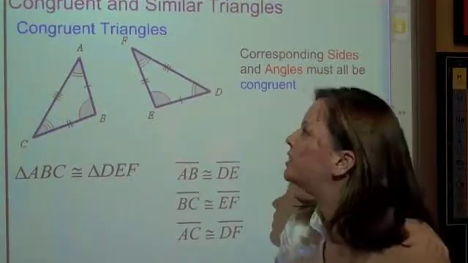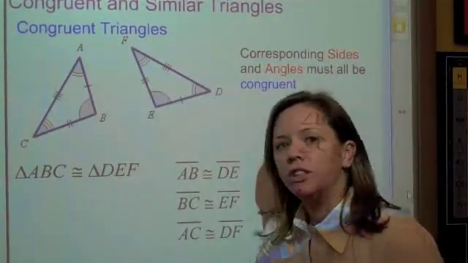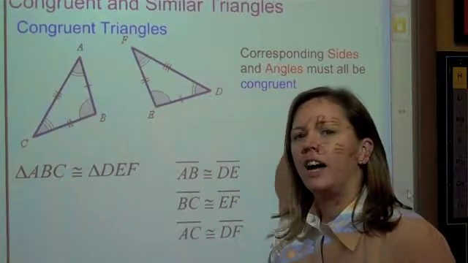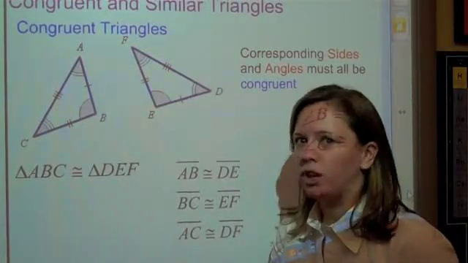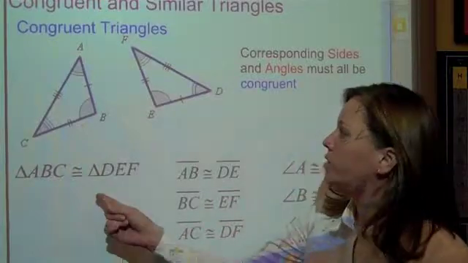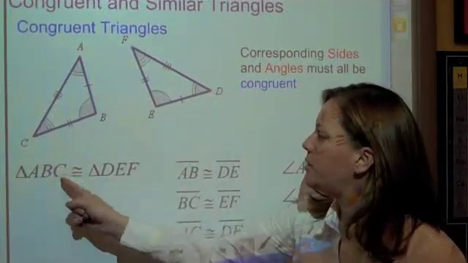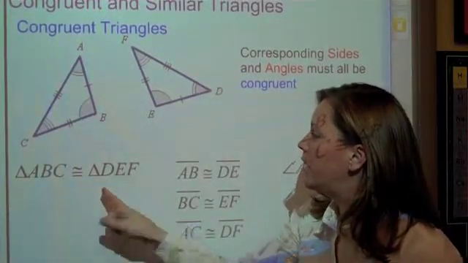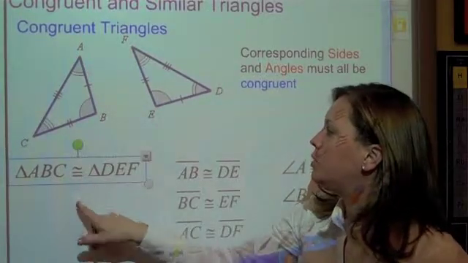Congruent and similar triangles today. When you're looking at congruent triangles, you need to have every single part of each triangle congruent to the other part. So for example, in this picture we have triangle ABC congruent to triangle DEF. We call this the symbol for congruent.